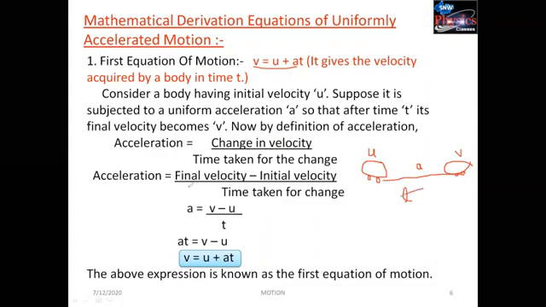Now according to the definition of acceleration, we can write acceleration equal to change in velocity by time taken for that change. Or we can write final velocity minus initial velocity divided by time taken for that change. So we get the expression a equal to v minus u by t. So at equal to v minus u, and thus we get the equation of motion, that is v equal to u plus at. This expression is known as the first equation of motion.